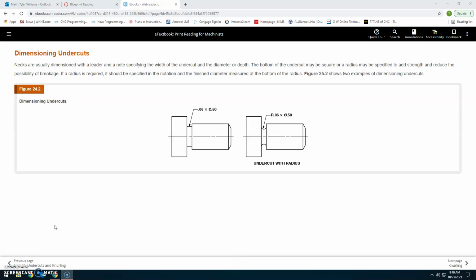Necks are usually dimensioned with a leader and a note specifying the width of the undercut and the diameter of the depth. The bottom of the undercut may be square, or a radius may be specified to add strength and reduce the possibility of breakage. If a radius is required, it should be specified in a notation and the finished diameter measured at the bottom of the radius. Figure 25.2 shows two examples of dimensioning undercuts. So that's a square, and then that would be a radius.